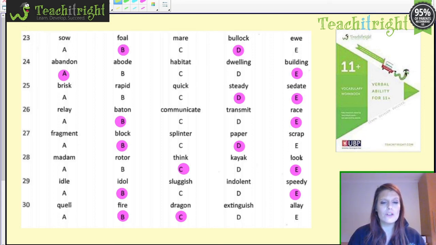29, you've got two homophones here, A and B, idle and idol. They sound ever so slightly different, but very similar. A, to be idle, is to be lazy. So sluggish and indolent are synonyms here. Whereas an idol in B is somebody that you worship and look up to. And speedy is a synonym for quick.